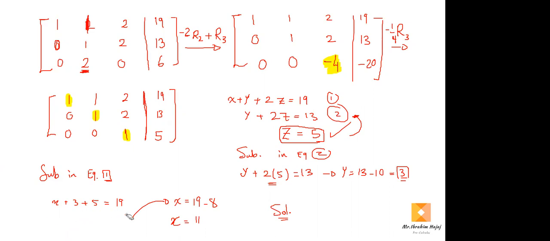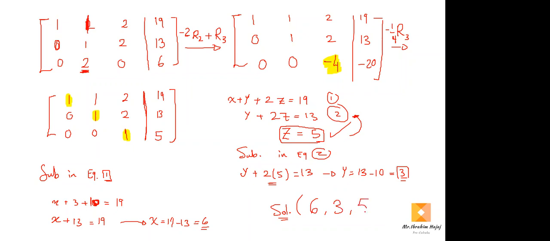Okay, so my bad. We have x, and here is 10, right? 2 times 5 is 10, so it's 13 and 19. So x equals 19 minus 13, which equals 6. So the solution is x, y, z, which is now 6, and y is 3, and z is 5. So my solution of the system is 6, 3, 5.